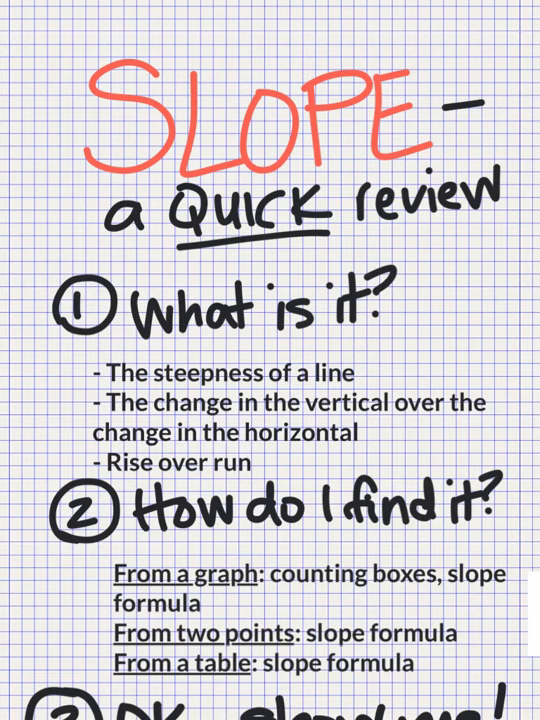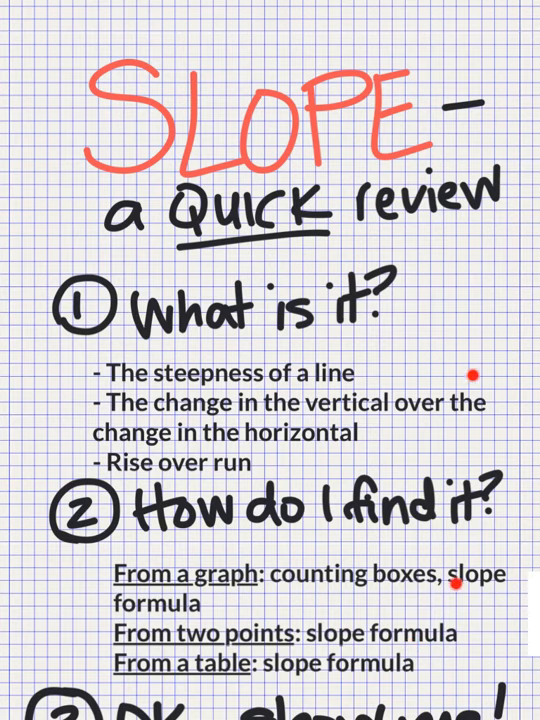So now that you know what slope is, how do you find it? Well, it depends on what form you have your data. If you are given a graph of the line, you can either count boxes, you can figure out how much it goes up or down over how much it goes over, or you can use the slope formula. If you're just given 2 points, you have to use the slope formula. And if you're given a table, you should use the slope formula.